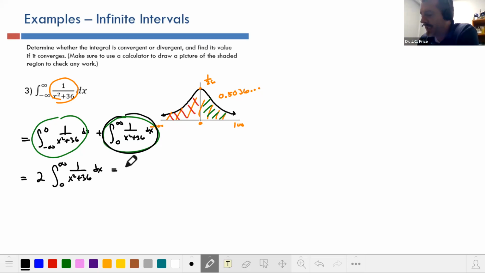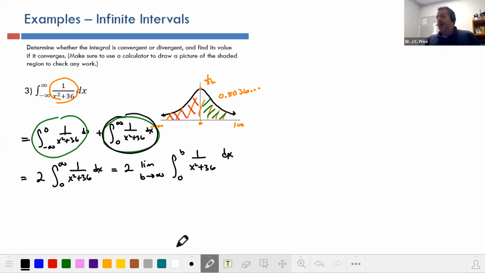And so now we can rewrite this. To make sense of it, we'll write 2 times the limit as b goes to infinity, and we'll integrate this from 0 to b of 1 over x squared plus 36 dx. So we took an improper integral and made it proper. We introduce a dummy variable, b, and then we let b get bigger and bigger. And if this actually goes to something, we say that's the value of the improper integral.